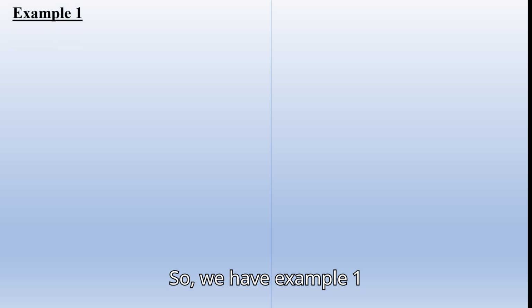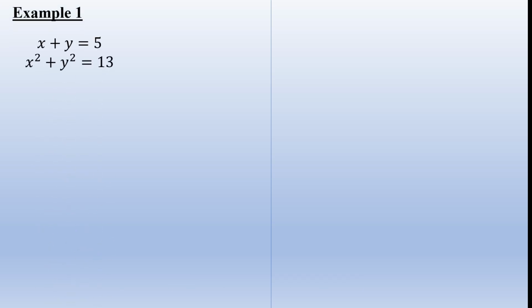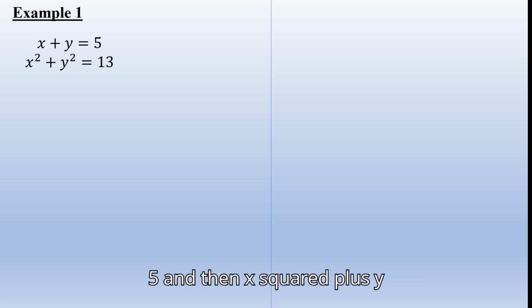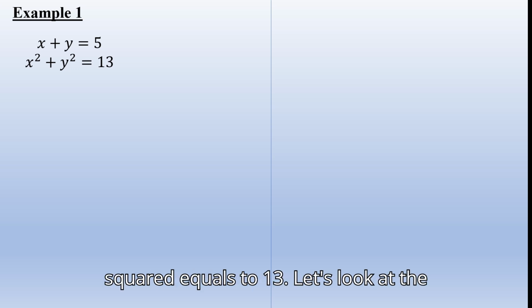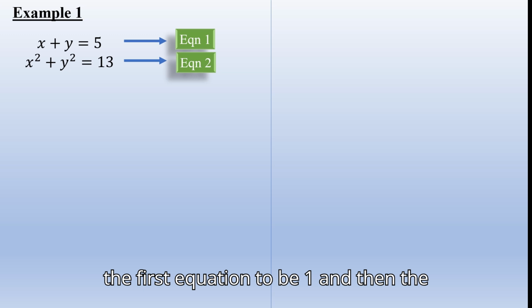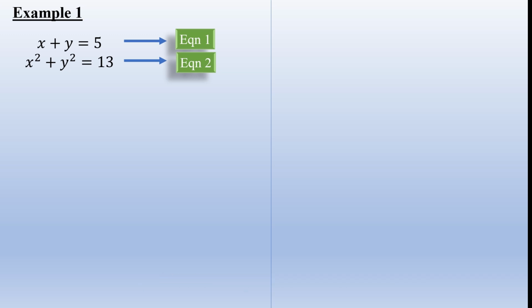So we have example 1, and the question is x plus y equals 5, and then x squared plus y squared equals 13. Let's look at the solution. So we consider the first equation to be 1 and then the second equation to be 2.